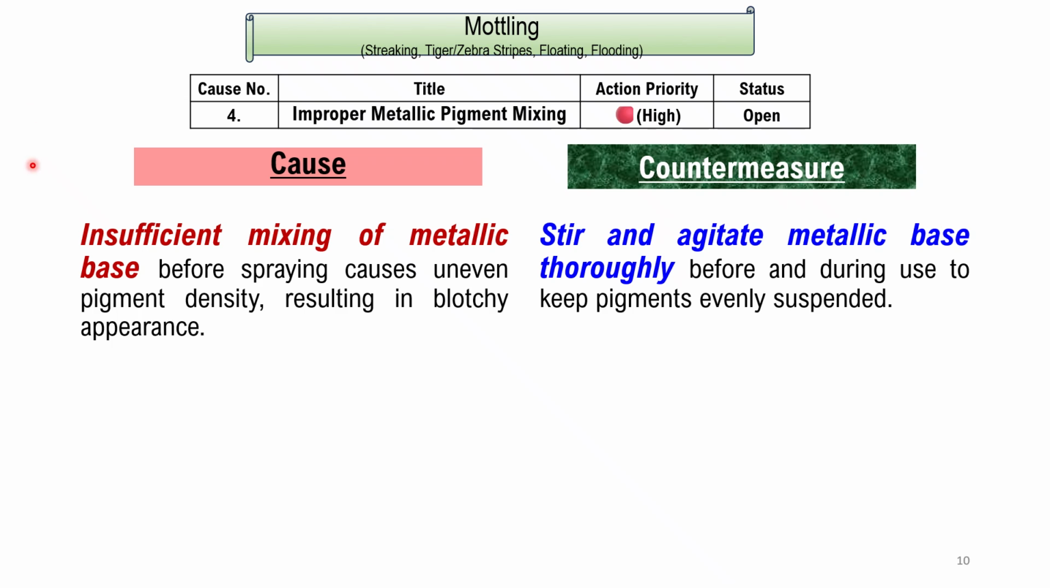Now coming to probable cause number 4, improper metallic pigment mixing. That is, insufficient mixing of metallic base before spraying causes uneven pigment density, resulting in blotchy appearance. The recommended countermeasure is to stir and agitate metallic paste thoroughly before and during use to keep pigments evenly suspended.